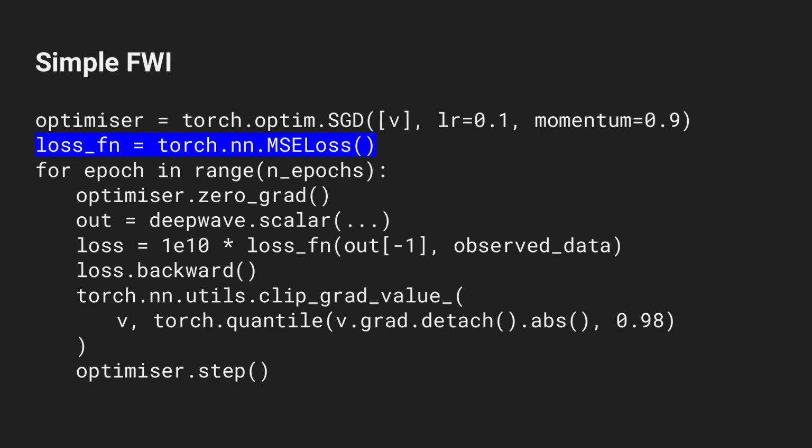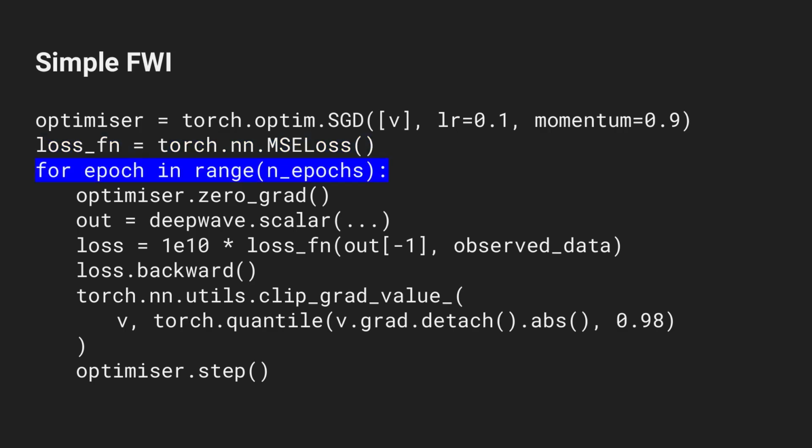Next, we specify the loss function that we wish to use, also known as a cost function or objective function, and it's the same situation. PyTorch provides all the common ones, and I've selected the traditional mean squared error, but you're also free to create your own, and PyTorch will calculate the adjoint source when you want to backpropagate.